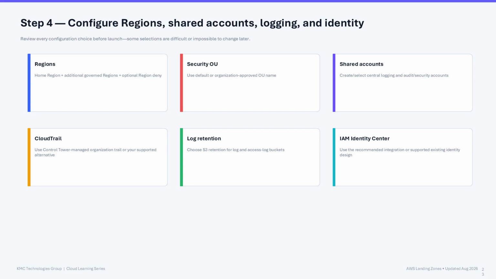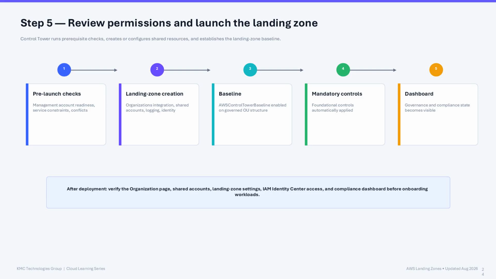In the configuration flow, review regions, OU names, shared accounts, logging, retention, and identity. In a new Control Tower 4.x landing zone, AWS may show newer default shared account names than older tutorials. You can also choose whether Control Tower manages the organization-level CloudTrail trail and configure log retention. Review every choice carefully, especially the home region and account decisions. After you review the configuration and required permissions, launch the landing zone.